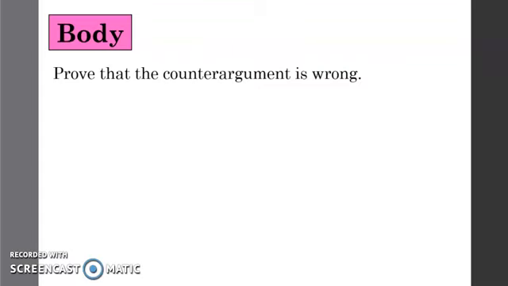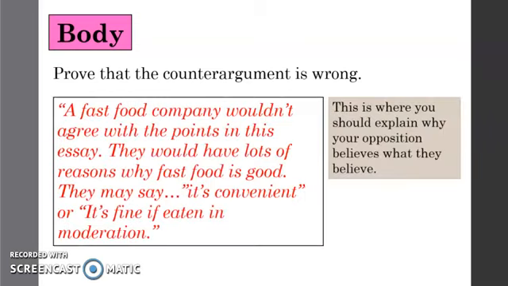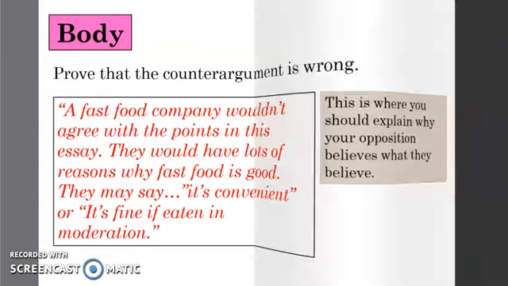Let's take a look using our example of fast food. This is where you should explain why your opposition believes what they believe. Say, a fast food company wouldn't agree with the points in this essay. They would have lots of reasons why fast food is good. They may say it's convenient, or it's fine if eaten in moderation. So you are trying to counterattack the other side to prove that what you believe is true. Okay? And then we have the conclusion.